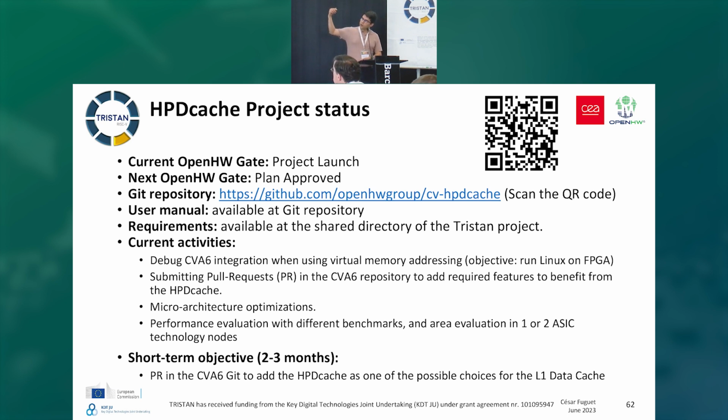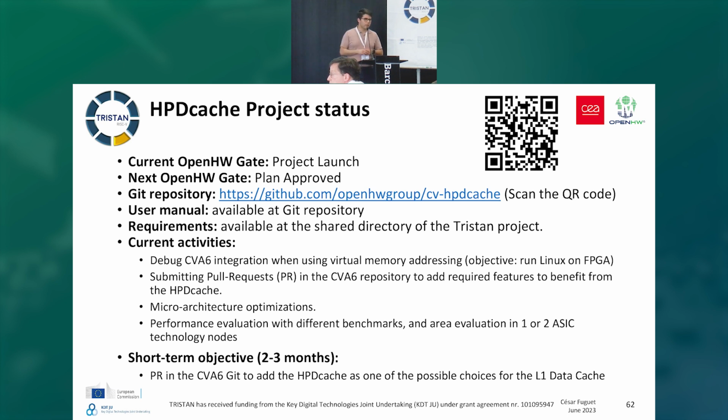We are debugging the CVA6 integration while running Linux, because until now the VRP worked in bare metal, so we were not activating the MMU. Now it is being debugged. We are submitting the pull request that I showed at the beginning to integrate the cache to the CVA6. We are doing microarchitecture optimizations, and evaluating the performance and area of the cache in two different ASIC technologies.